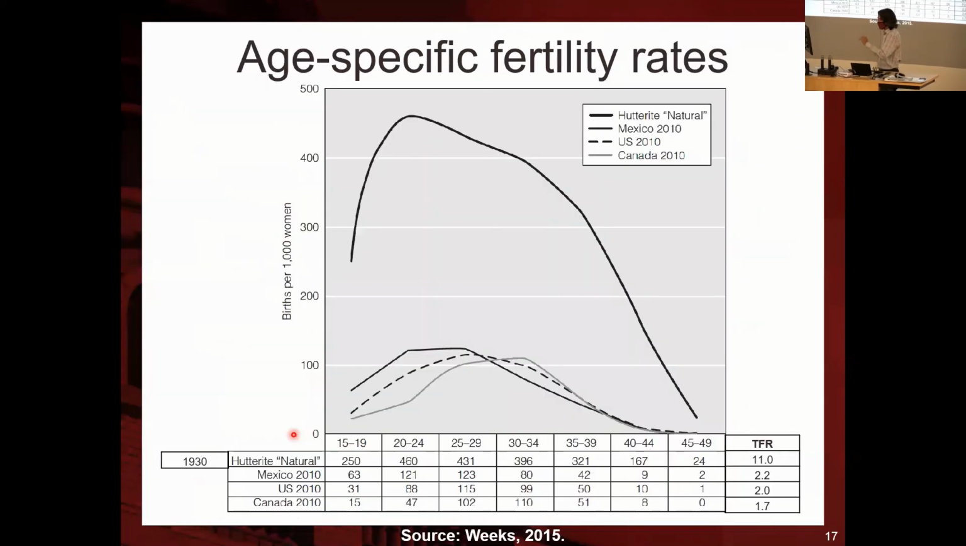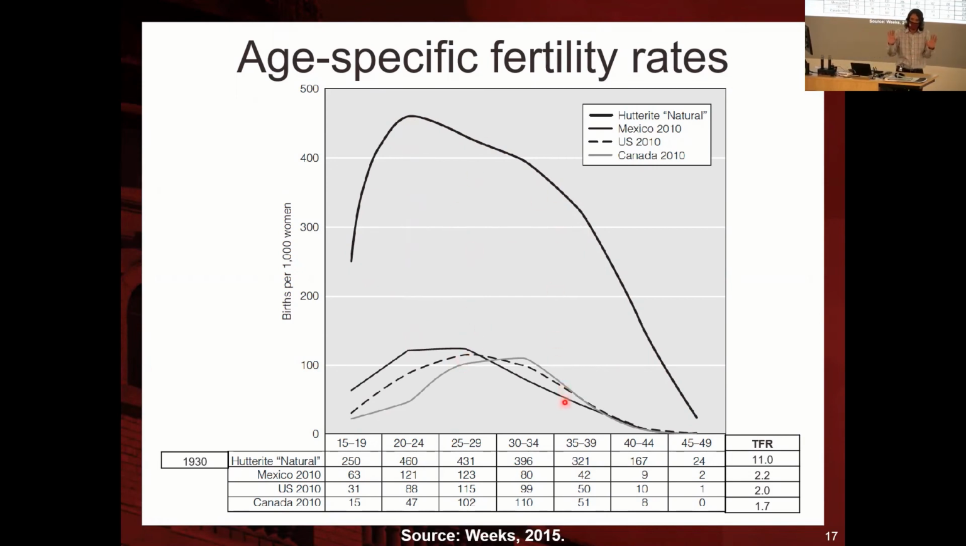So let's compare. This is the age-specific fertility rate, the same thing as we saw before, so the number of births per 1,000 women for those same 5-year age groups. The vertical axis is the age-specific fertility rate, the horizontal axis the age groups. So the Hutterite fertility between 15 and 49 for all these specific 5-year age groups, we see how high they go to 20 to 24 and they start to decline. But when you compare this data to 2010 data from Mexico, US, and Canada, you see the huge difference, right?